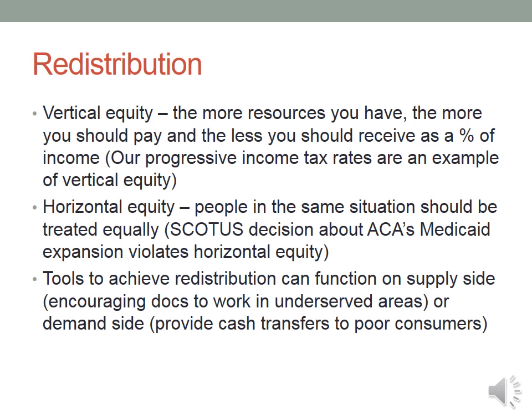And we talked about tools to achieve redistribution. They can function on the supply side, like encouraging docs to work in underserved areas, perhaps through loan forgiveness programs for their medical school fees, or on the demand side, providing cash transfers to poor consumers. And we talked about SNAP, that is the food stamp program. We talked about welfare. We talked about Medicaid. And so those are ways of transferring, and you can transfer with cash or you can do in-kind transfers, so know the difference between those.